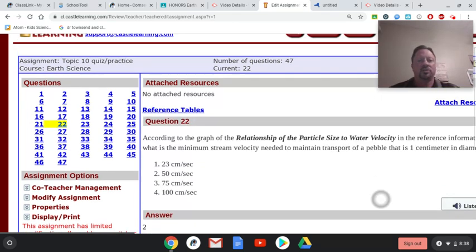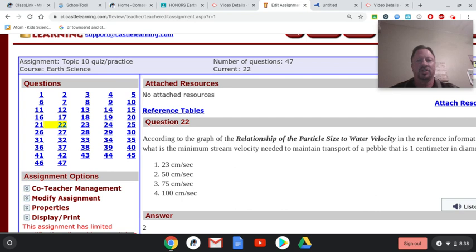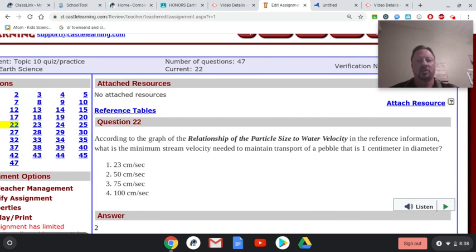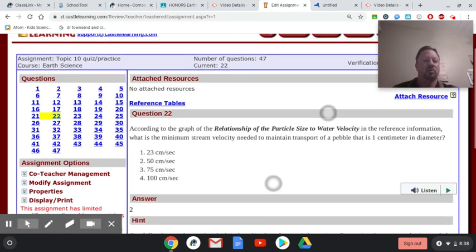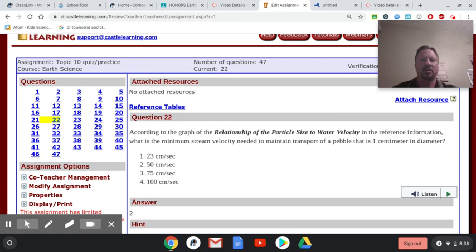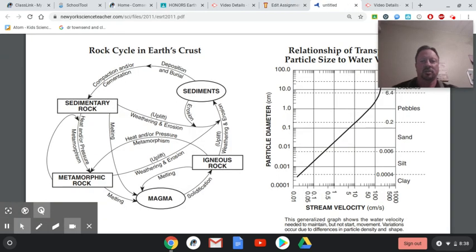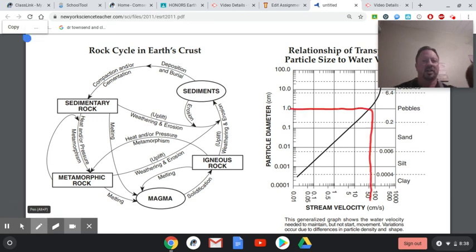22. According to the graph of the relationship of particle size, okay, so that's the reference table. How fast would a stream have to move in order to move a pebble that is 1 centimeter in diameter? And you look at 1 centimeter and you go across and then you come down, and that's right at 50.